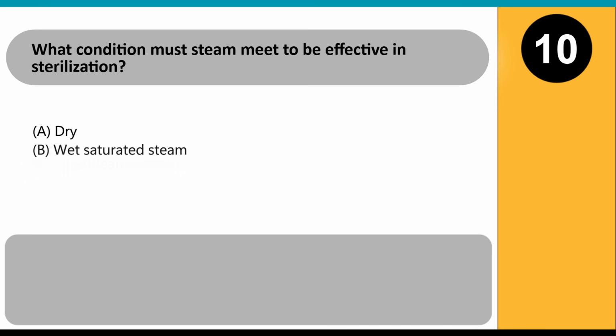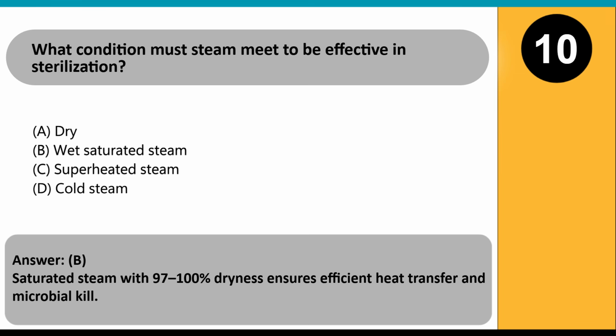What condition must steam meet to be effective in sterilization? A. Dry. B. Wet saturated steam. C. Superheated steam. D. Cold steam. Answer: B. Saturated steam with 97 to 100% dryness ensures efficient heat transfer and microbial kill.